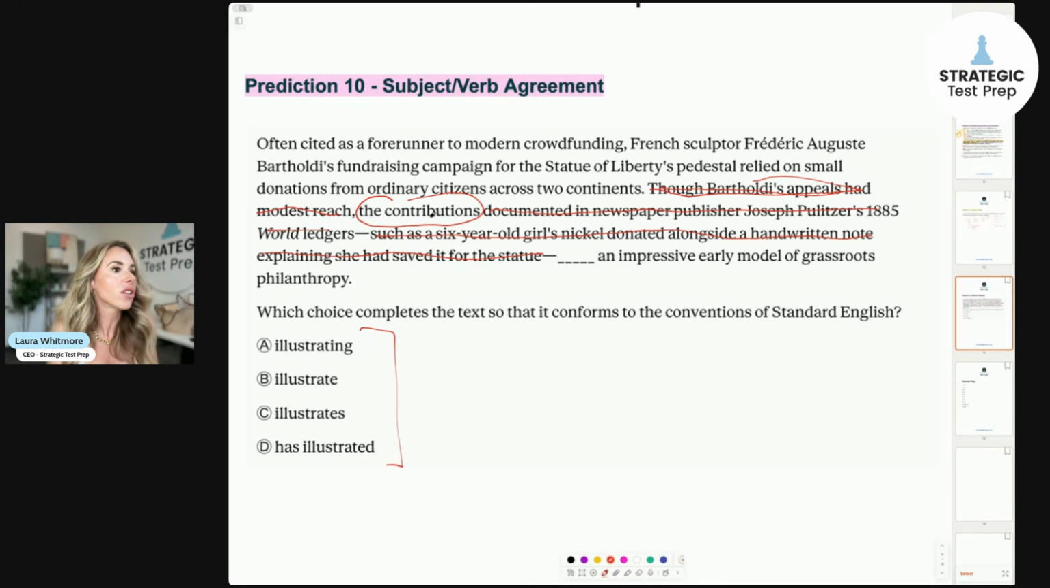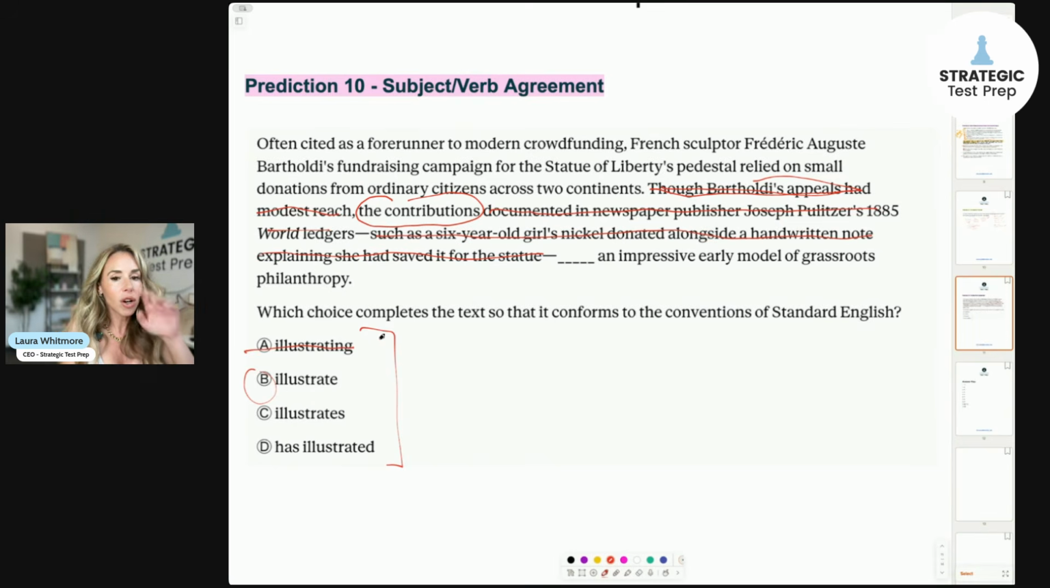The contributions illustrate an impressive early model. We need the verb to be a plural tense verb. We wouldn't say the contributions illustrates or has illustrated. We also wouldn't use an ing here. We actually need a real verb. And so this is kind of a throwaway answer.